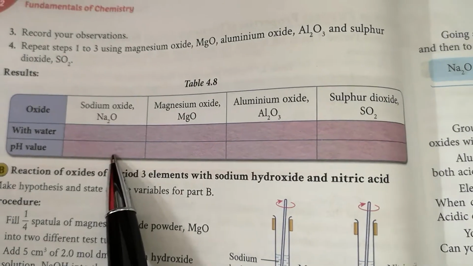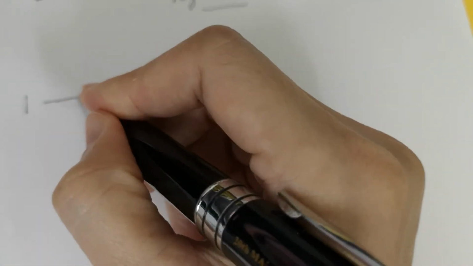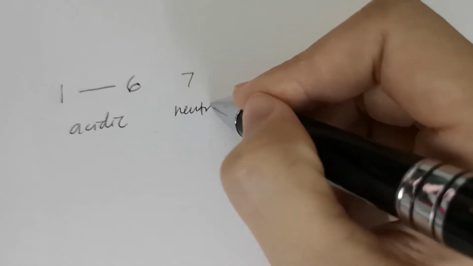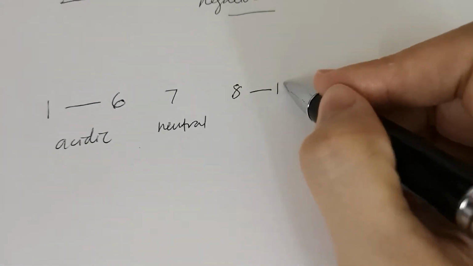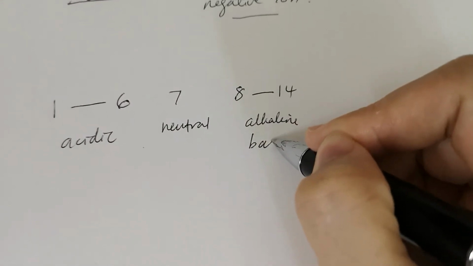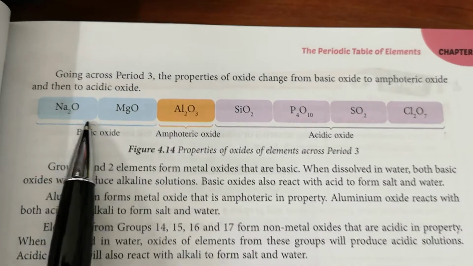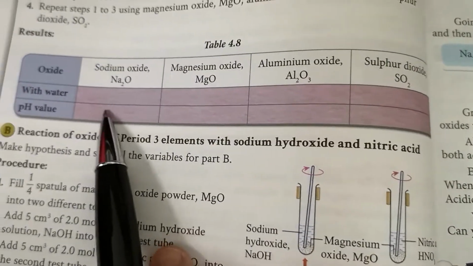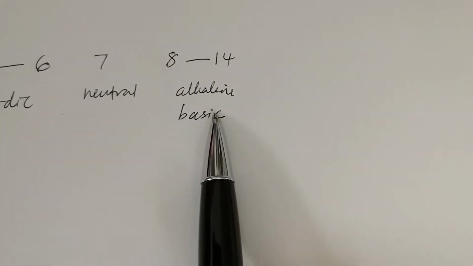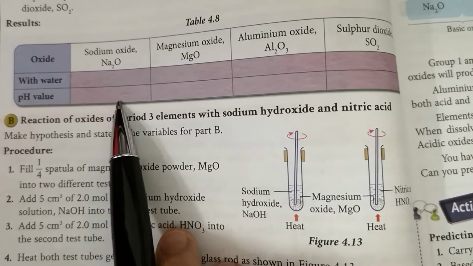Alkaline, above 7 pH. Okay, so the pH value 1 to 6 is acidic, 7 is neutral, 8 to 14 is alkaline or basic. Alright, so if this is sodium oxide, basic oxide, you would say that the pH value will be above 7. And you're right. The pH value for sodium oxide is between 13 and 14.